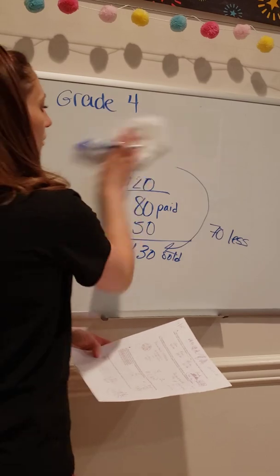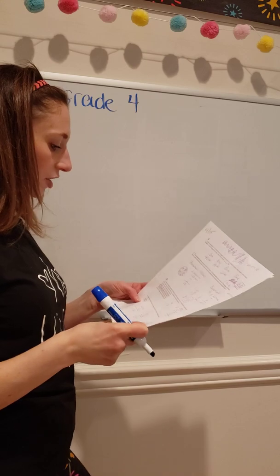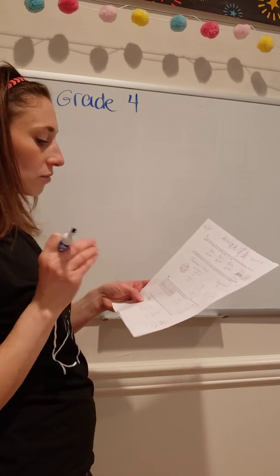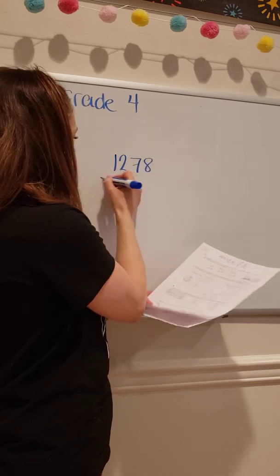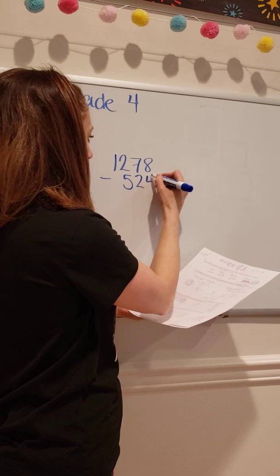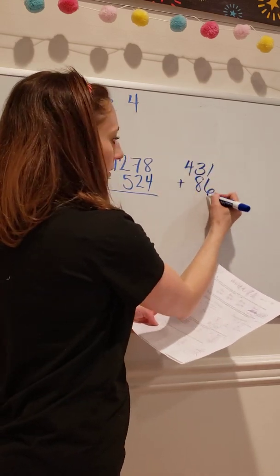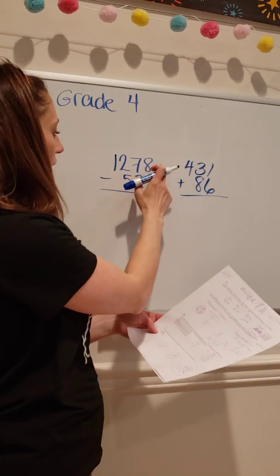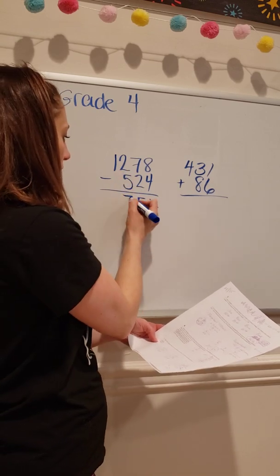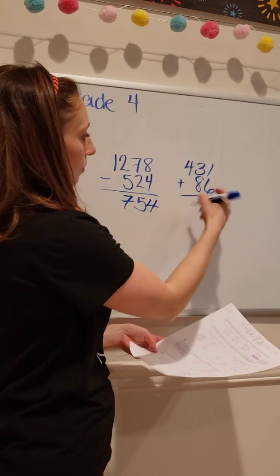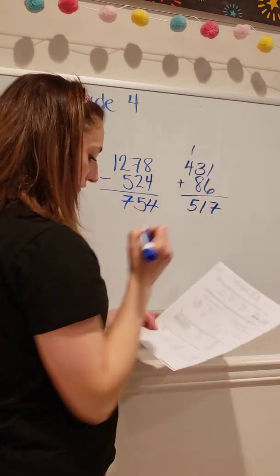Number 2, the spacing got kind of weird when I put the problem into the Google Classroom, so I'm going to have to fix that for next time. It says, how much needs to be added to the smaller answer to make it 3 more than the larger answer? So I have 1278 minus 524. And then I have 431 plus 86. So I'm going to start by doing these two problems. 8 minus 4 is 4. 7 minus 2 is 5. And then 12 minus 5 would be 7. 1 plus 6 is 7. 3 plus 8 is 11. Carry the 1. 1 and 4 is 5.